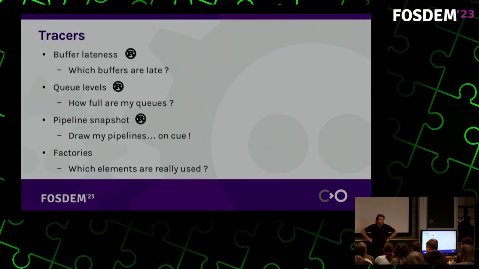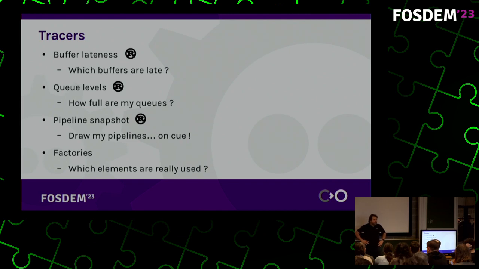And we have some new tracers. So these are tools for developers to know actually what's going on in a pipeline live. We have a bunch of tracers already. 4 more were added. Some of them are quite useful. Like we have one to read the buffer lateness, and one to trace the queue levels. And these will output the information in a CSV file that you can then load and make nice graphs and understand what's the live performance of your pipeline, what's going on.